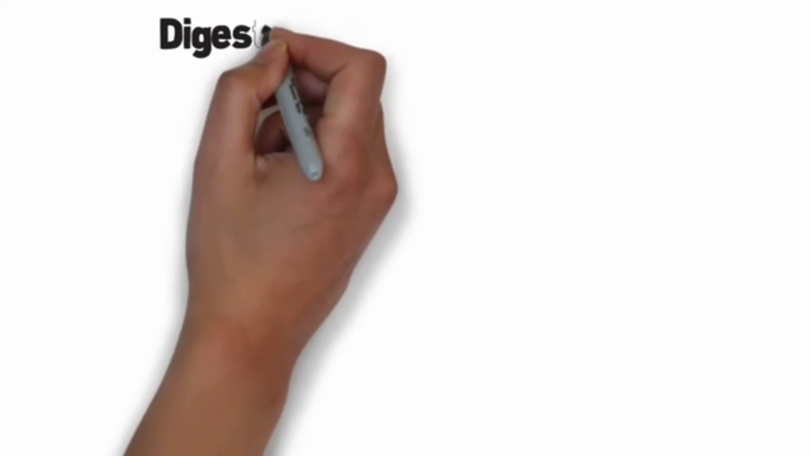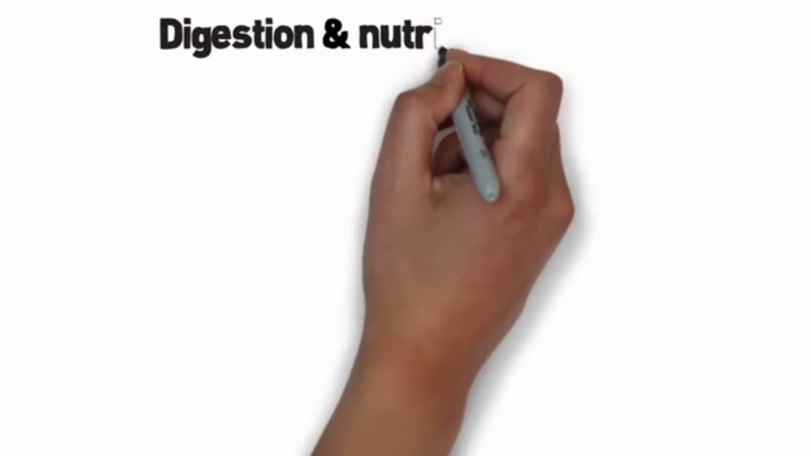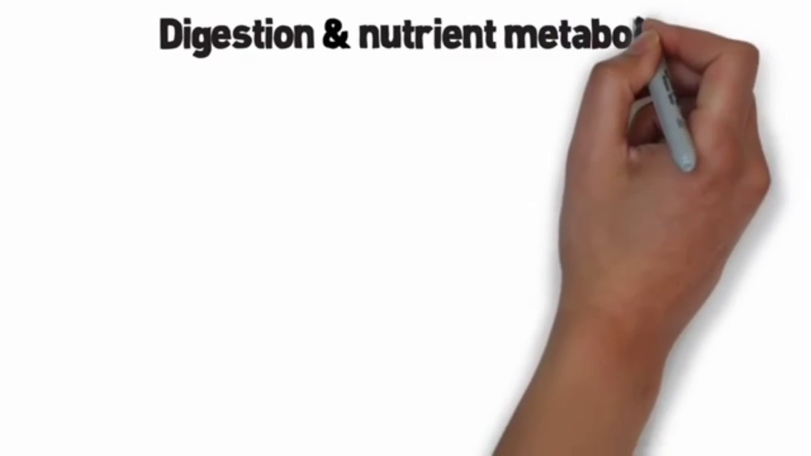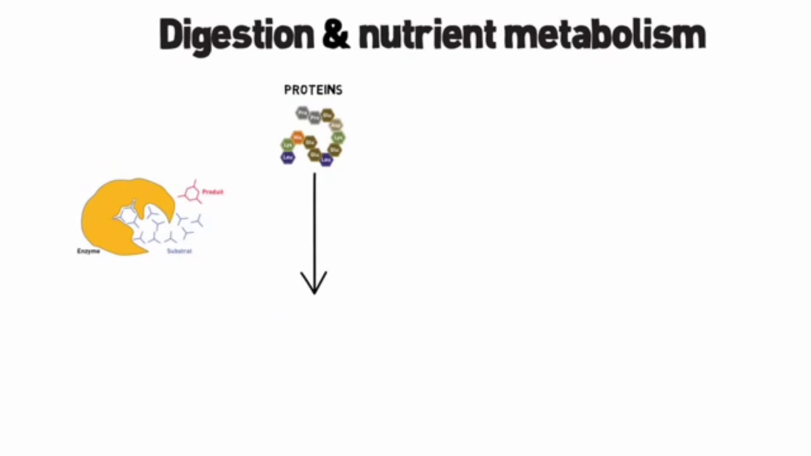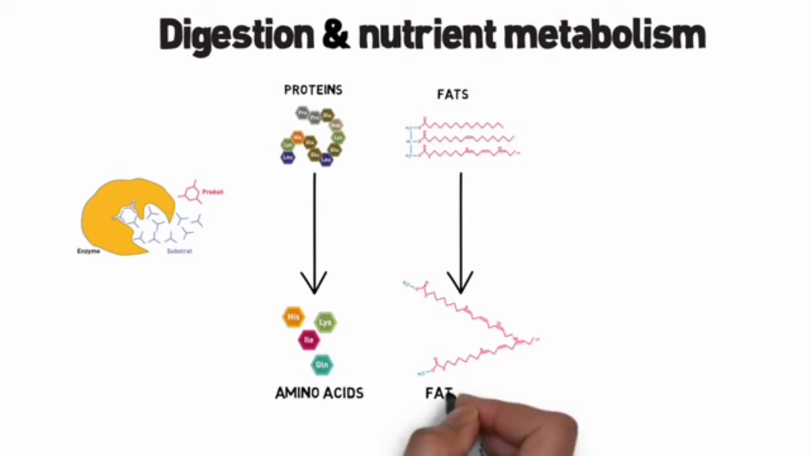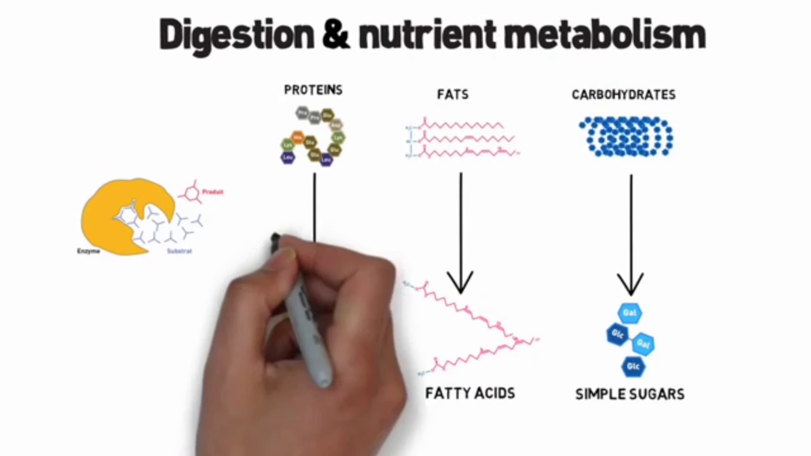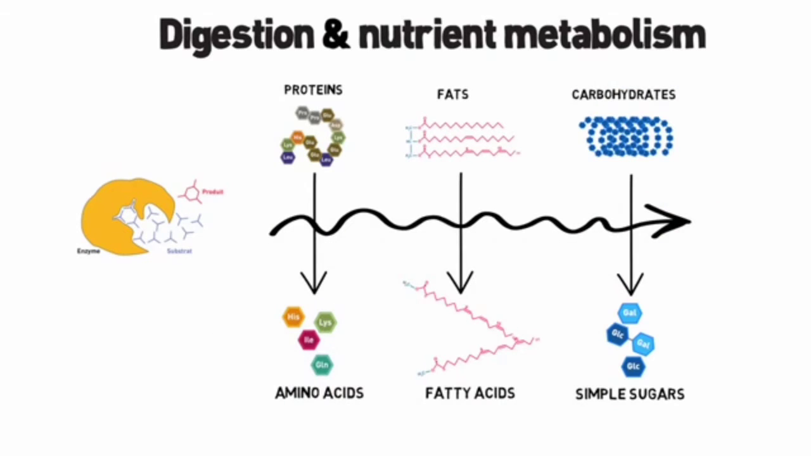Digestion and nutrient metabolism. After ingestion, foods are digested and absorbed to be used or stored by the body. Molecules in the digestive system called enzymes break proteins down into amino acids, fats into fatty acids, and carbohydrates into simple sugars, for example glucose.